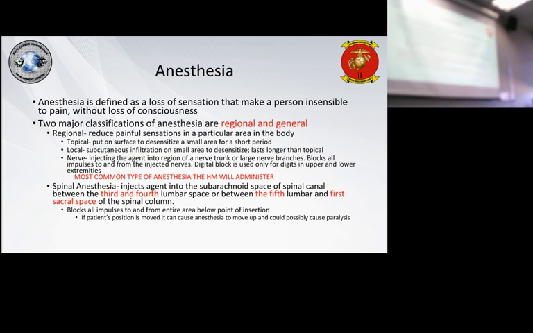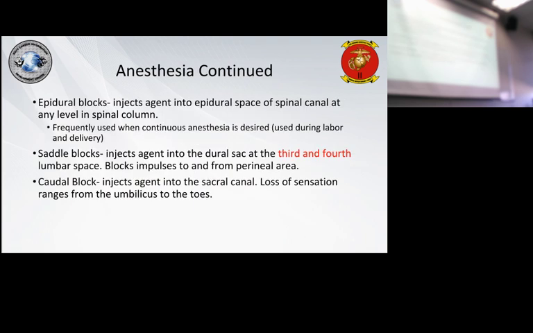The most common type of anesthesia the HM will administer is the nerve block, I believe. Regional. Spinal anesthesia is inserted into the subarachnoid space of the spinal canal between the 3rd and 4th lumbar space, or between the 5th lumbar and 1st sacral space of the spinal column. So that being another one of the super awesome questions. Different styles of anesthesia: epidural blocks, saddle blocks, caudal blocks.